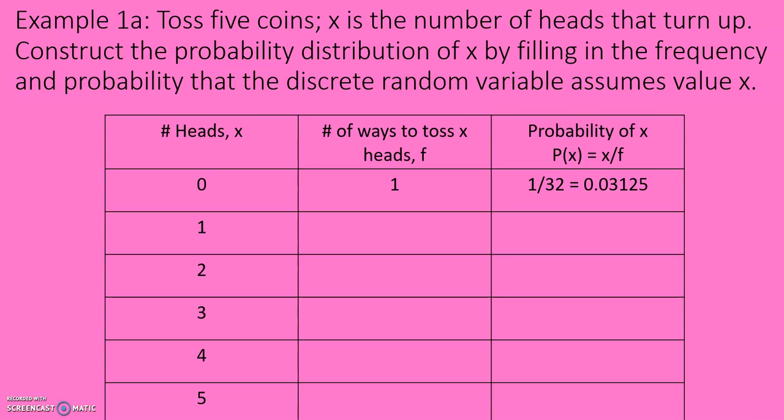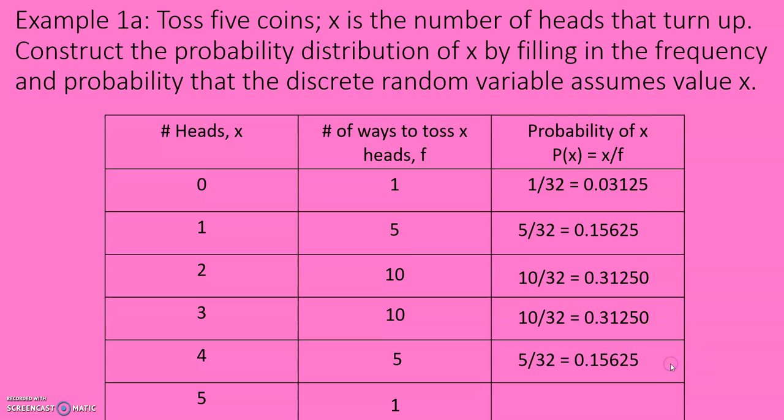So our number of heads is x. There is one way to have 0 heads. The probability of that happening is 1 out of 32. There are 5 ways to have 1 head, 10 ways to have 2 heads, 10 ways to have 3 heads, 5 ways to have 4 heads, and 1 way to have 5 heads. The probabilities are 5 out of 32, 10 out of 32, 10 out of 32, 5 out of 32, and 1 out of 32.